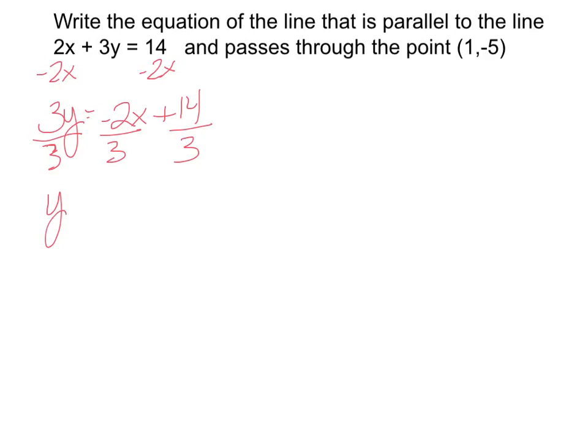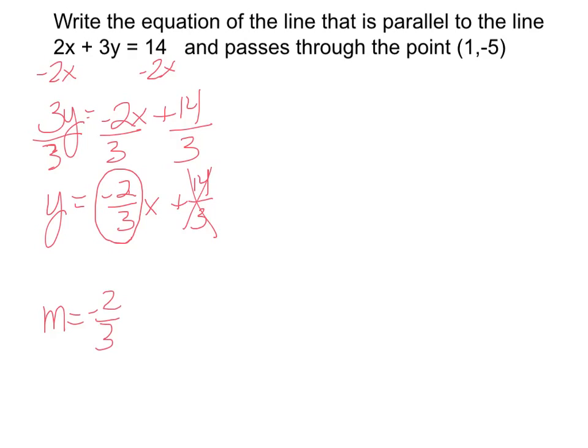So this equation is y equals negative 2/3 x plus 14/3. Now, I don't care about the 14/3. All I really want is the slope here. So the slope of that line is negative 2/3. I want the equation that's parallel to that. So if I want it parallel, that means I want to have the same slope. So the slope is going to be negative 2/3, and it's going to pass through the point (1, -5).